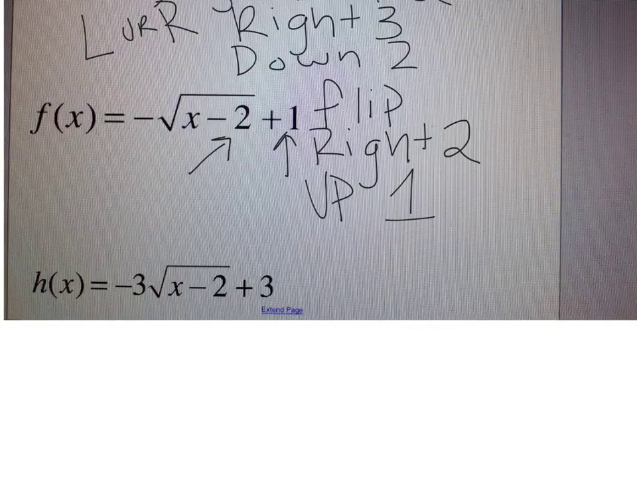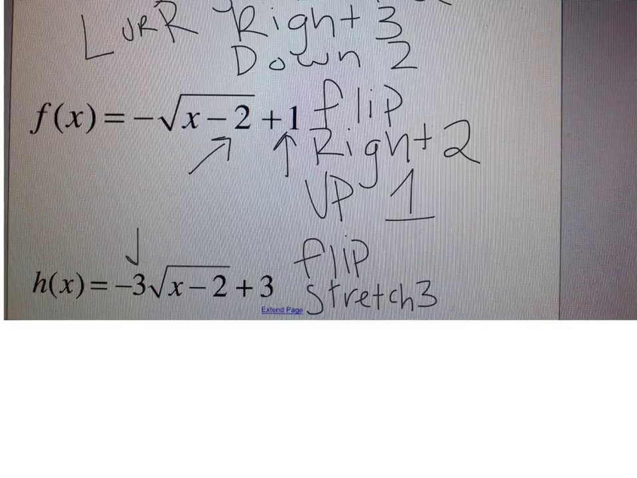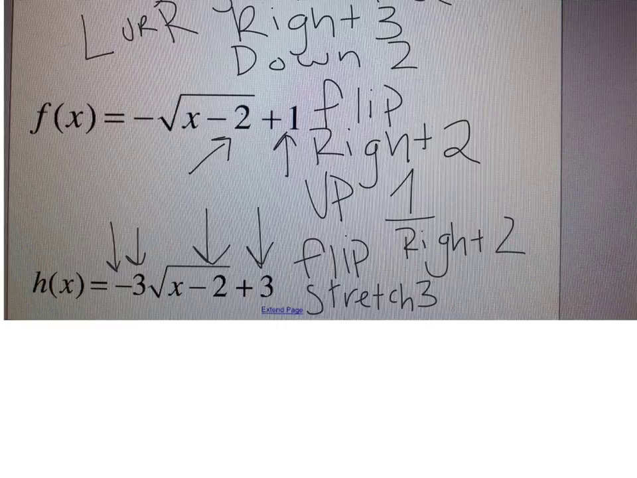Okay, the 4 things that are going to happen here: we've got a flip because of the negative. We've got a stretch of 3 because of this 3 being multiplied. We've got right 2 because of the minus 2. And we've got a plus 3, which means it goes up 3. So those are our transformations, and we'll see on the next slide.